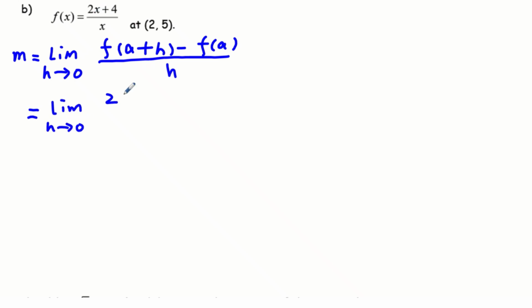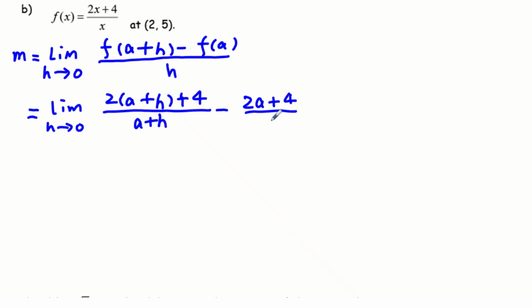So 2a plus h plus 4 over h, minus, sub in the a value. Sorry, this is a plus h. Then 2a plus a plus 4 over a value. Then we don't want to write all of it over, we could just write it as divide by h.